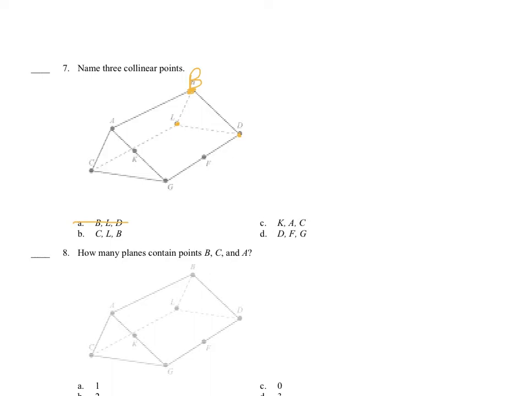What about CLB? CLB, again, coplanar, not collinear. KAC, KAC, coplanar, not collinear. And the last one is DFG, DFG. We can draw a line through those 3 points. Those are collinear.